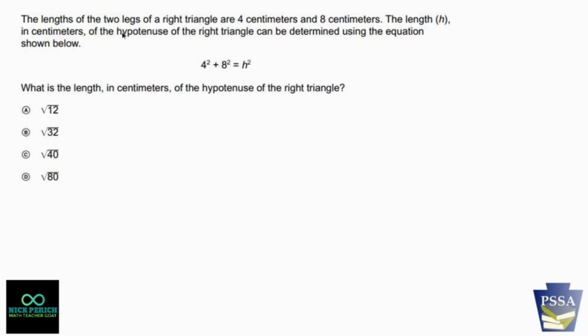The lengths of the two legs of a right triangle are 4 centimeters and 8 centimeters. The length h in centimeters of the hypotenuse of the right triangle can be determined using the equation shown below. So 4 squared plus h squared equals h squared.